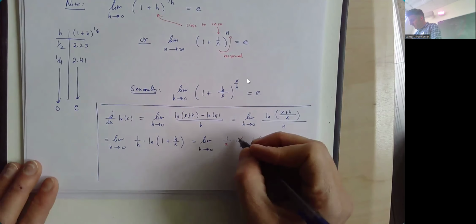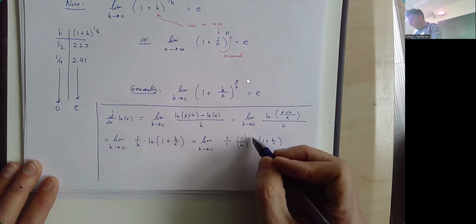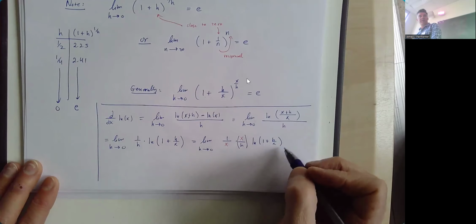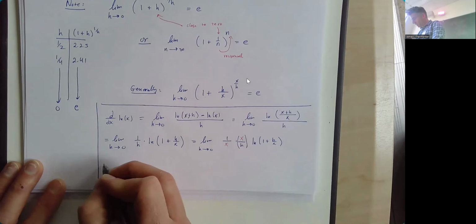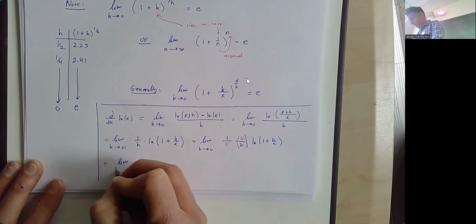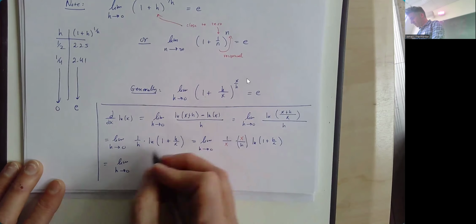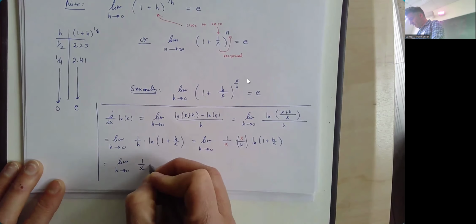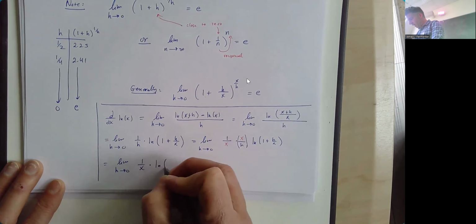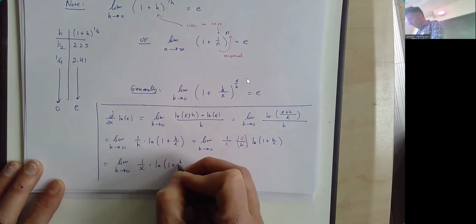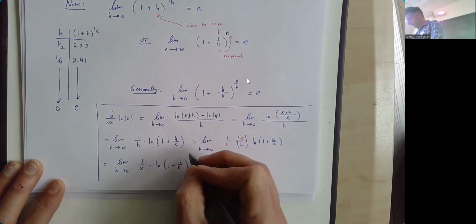Finally, this x over h, I'm going to bring up as the power of the thing that we're taking the natural log of. This is the limit as h goes to 0 of this 1 over x still stays in front. And now I've got the natural log of 1 plus h over x to the x over h.